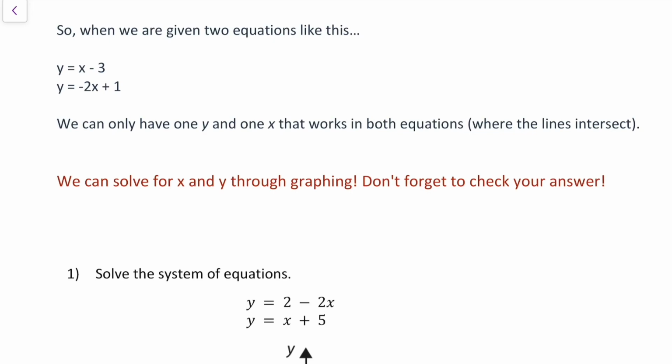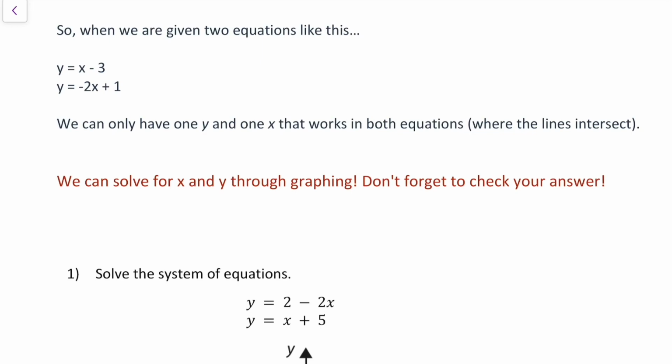Graphically, if we were to graph these equations, again, they're straight lines, that means that for the x and y to work or be the same in both equations, that's where those lines are going to intersect, or where those lines are going to cross on a graph. So in order to solve these graphically or using graphing, what we're going to do is graph both lines and then see where they intersect.